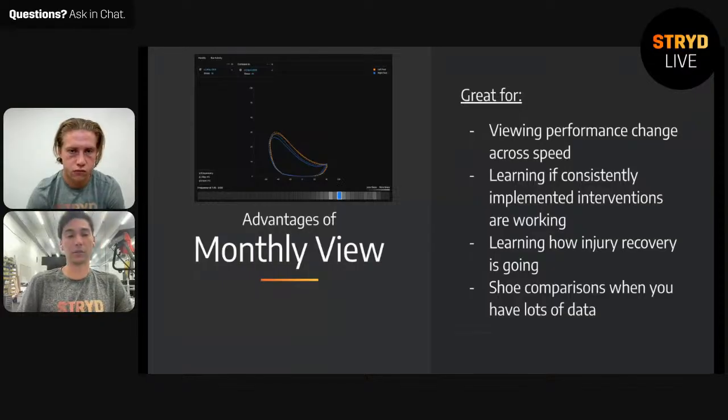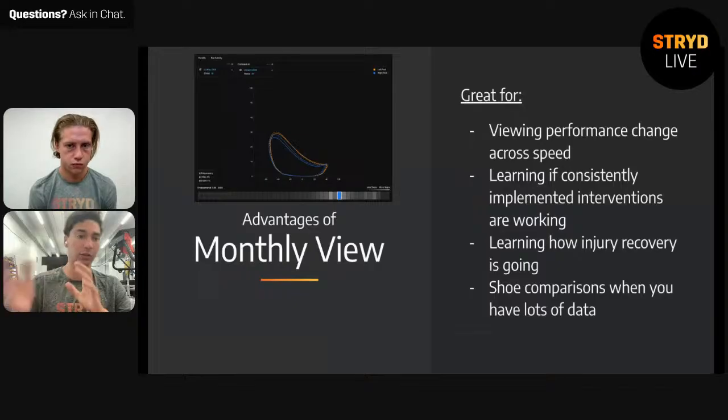But the benefits of using the monthly view is it's very standardized. You can pick the pace. It's standardized for any condition that you're running in. And then basically you're able to see the metrics on the side of that as well, the metric distribution. So you can kind of see how those two correlate.